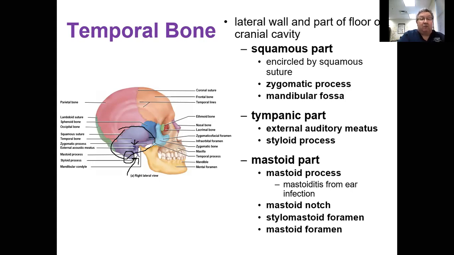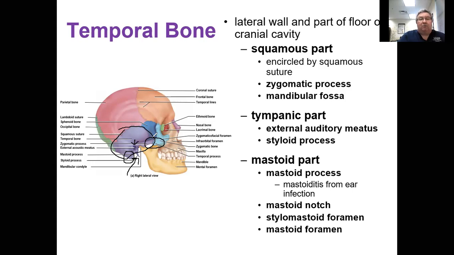All right, so the other part of the temporal bone that you're going to need to know is the zygomatic arch. It's basic. The zygomatic arch is basically the cheekbone. If you were to press down on your upper cheek below your eye, you'll feel a bone that actually kind of goes towards the back and towards the ear.